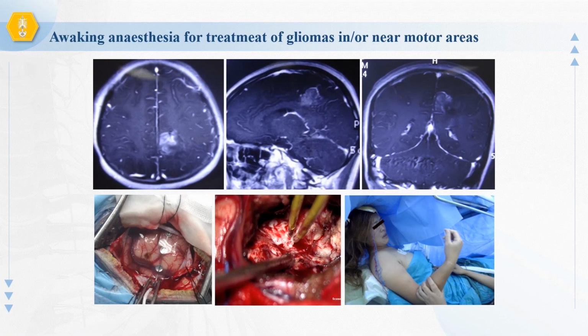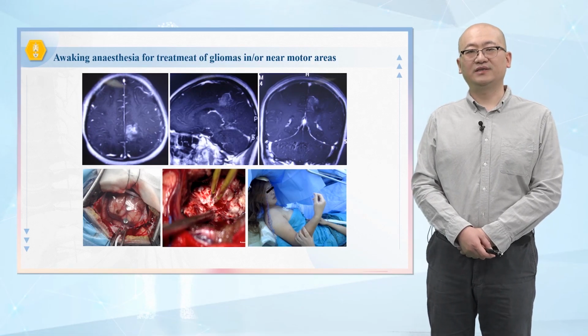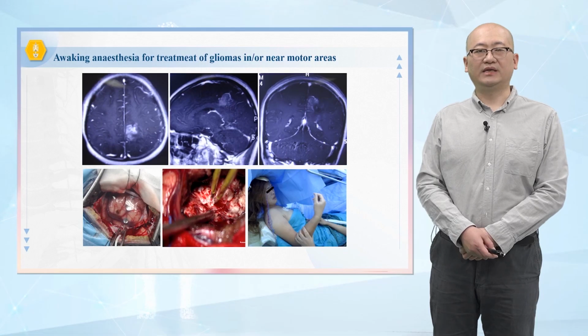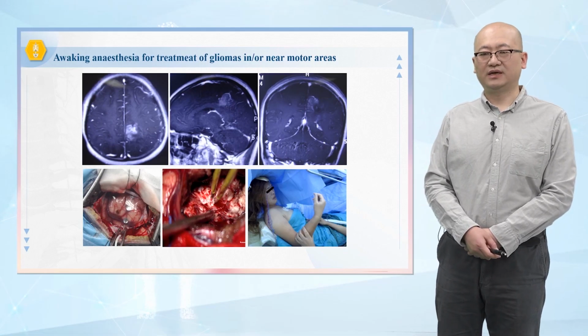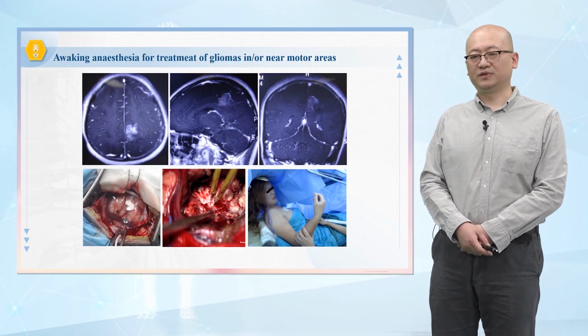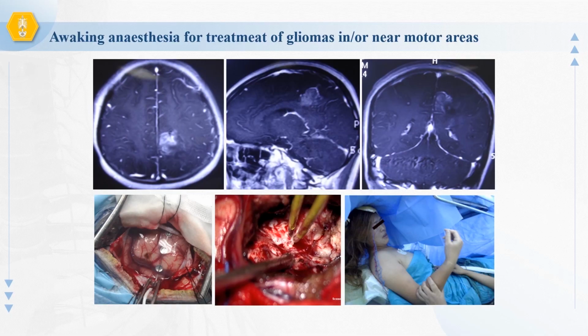If the lesion in the patient's brain affects a functional area, such as this lesion which is just in the motor area of the patient, we can do awake anesthesia for treatment of gliomas in or near the motor areas. We can see the patient under the neurosurgical operation. They are awake. During the operation, we can let them move their hands, move their foot, and speak something. We can make sure that the function of the patient is intact.